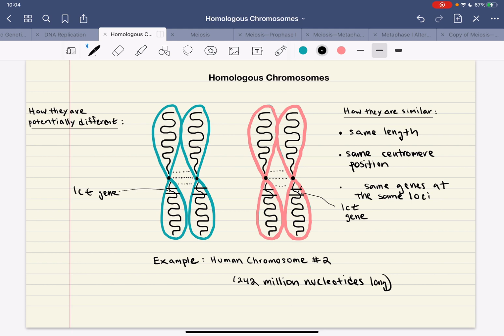So it sure sounds like they're identical. So how do they differ? How do they potentially differ? That's also very important. Now, the way that they potentially differ is the specific versions of the genes that they have. So remember, we learned that for any given gene, there's often different varieties, which we call alleles, that exist within the population. So they could potentially have different alleles.